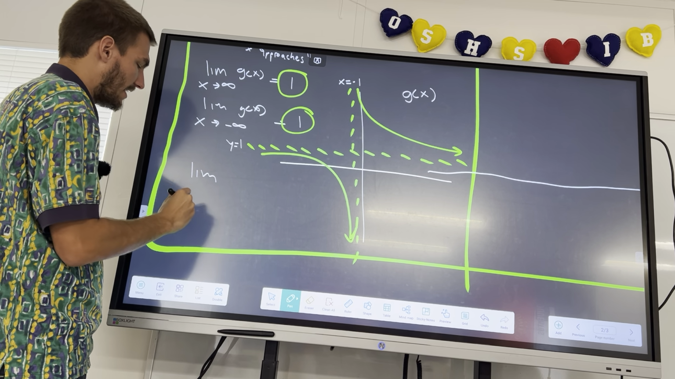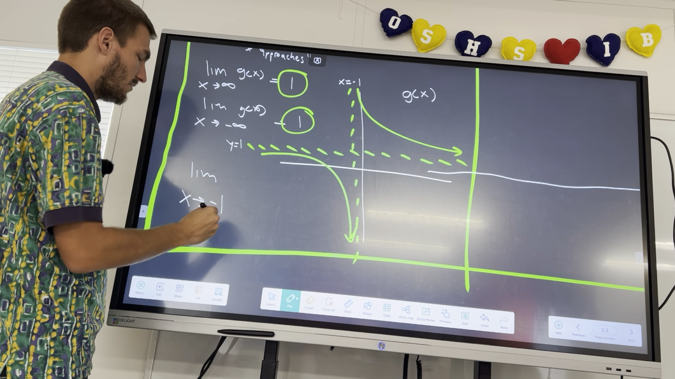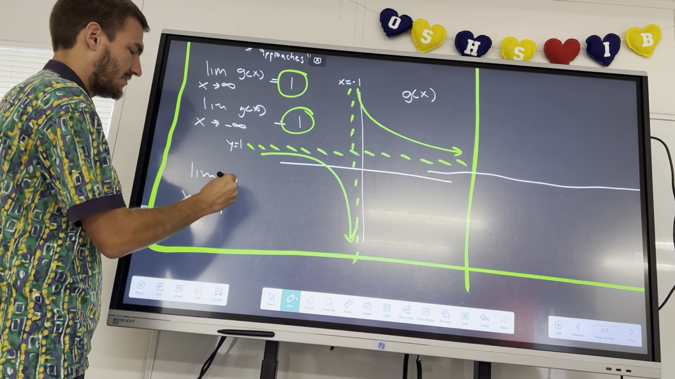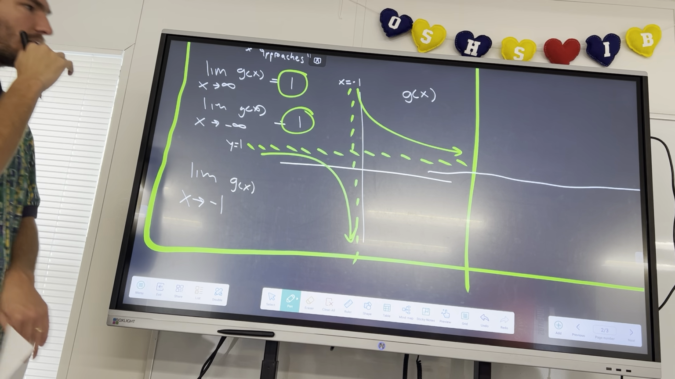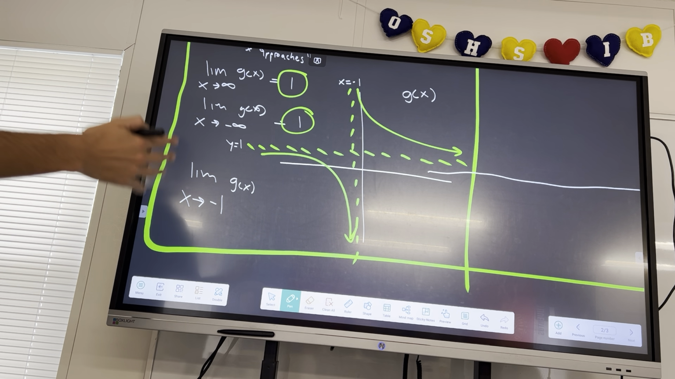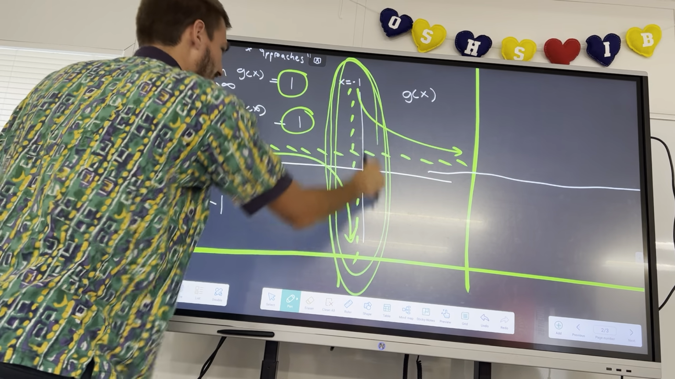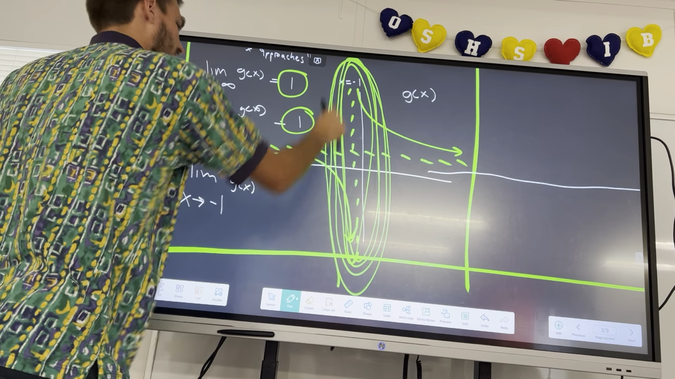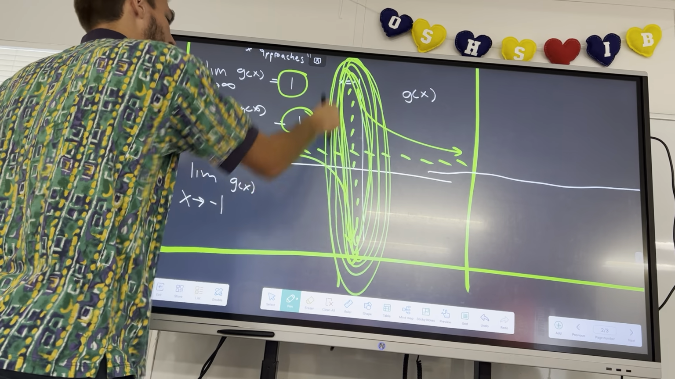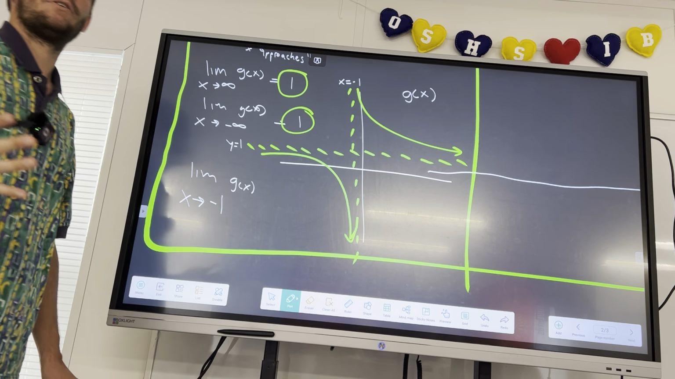What if the limit as x approaches negative 1 of g of x? So now we're talking, what is the expected value as we approach negative 1? What we're looking for is in this middle region, as we get closer and closer to negative 1, what do you think the y value should be?